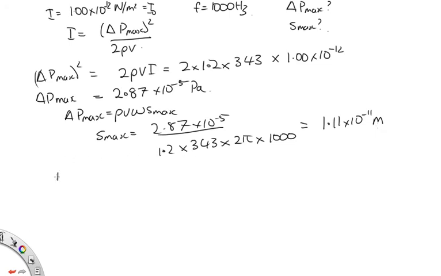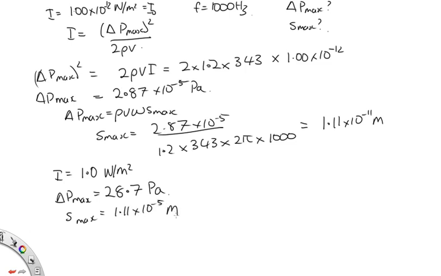Now in the second case, the intensity was equal to 1.0 watt per meter squared, a much larger number. All we need to do is substitute into these equations in exactly the same way. When we do that, we end up with the maximum pressure equal to 28.7 pascals, and S equal to 1.11 times 10 to the minus 5 meters.